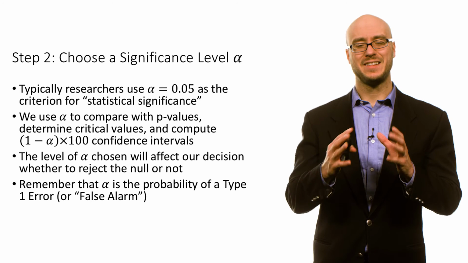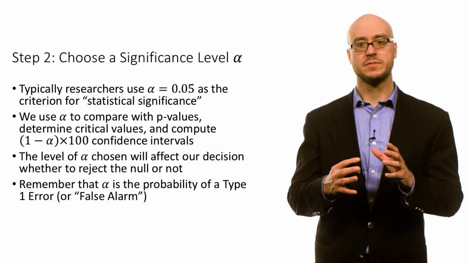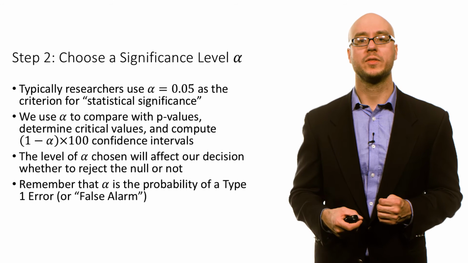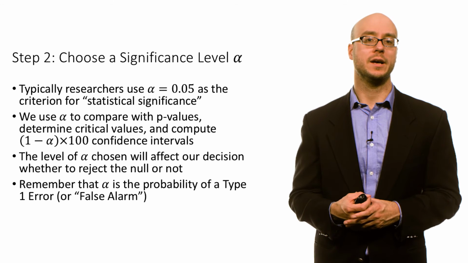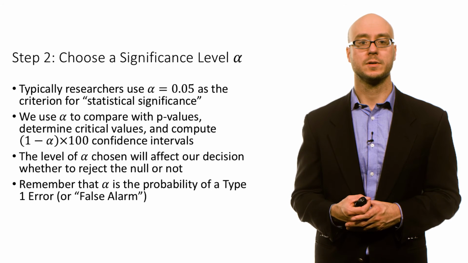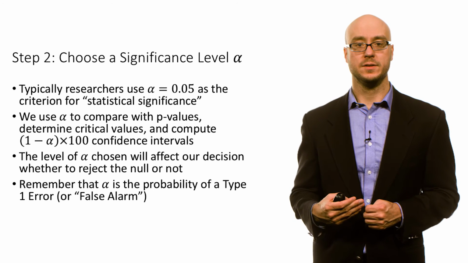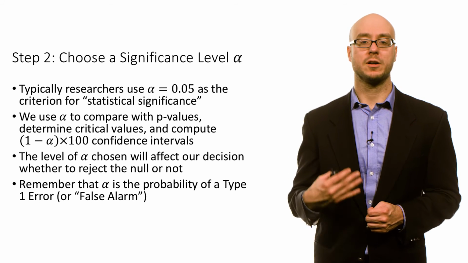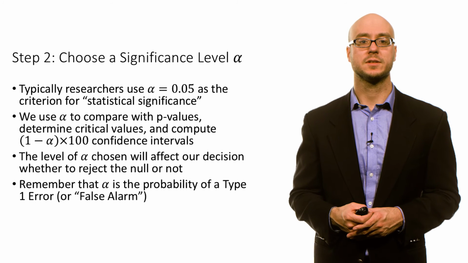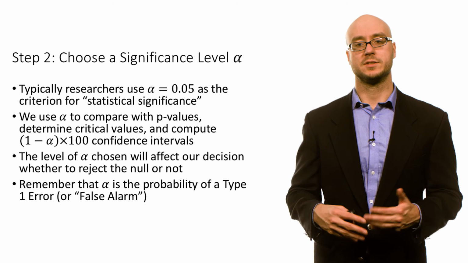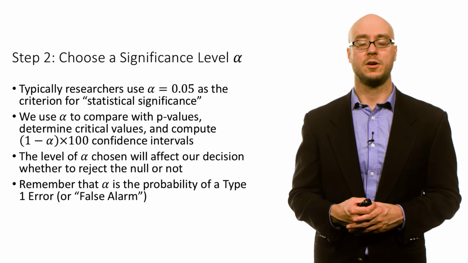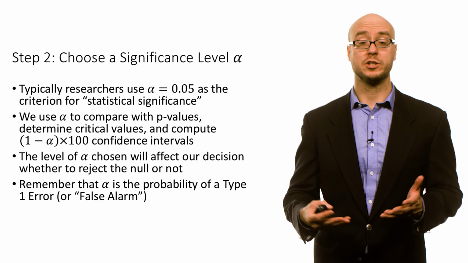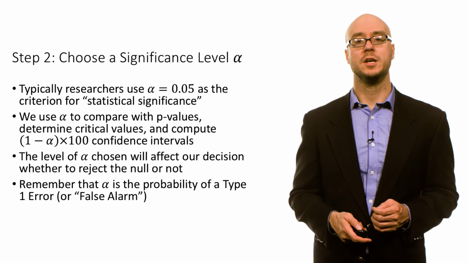And that sort of decision is going to be based on how comfortable we are with making a probability of a type 1 error, or false alarm. The lower the level of alpha, the closer alpha is to 0, the less likely we are to make a false alarm. And so in the social sciences, we're comfortable with a false alarm by convention about 1 in 20 times. So that's why we set alpha to 0.05.